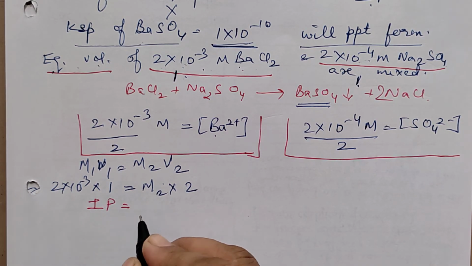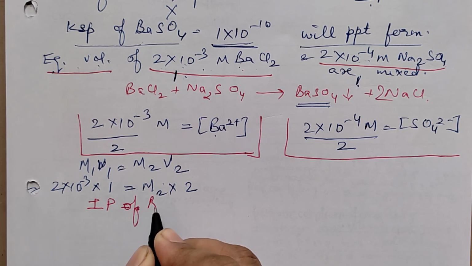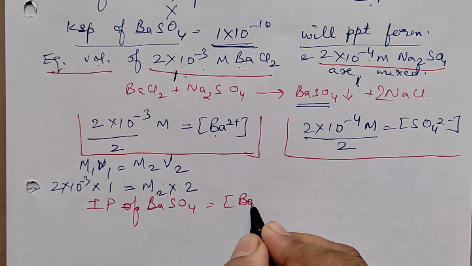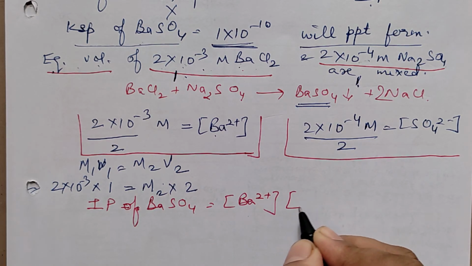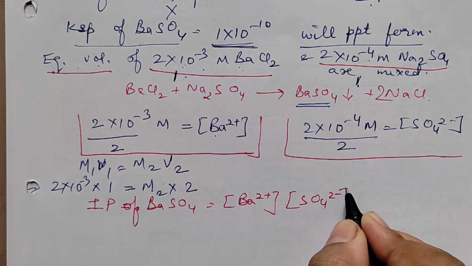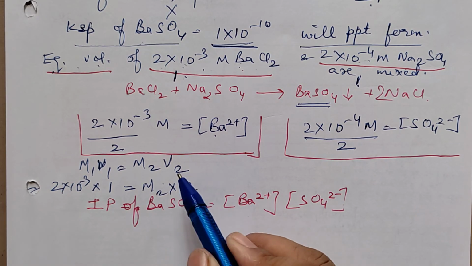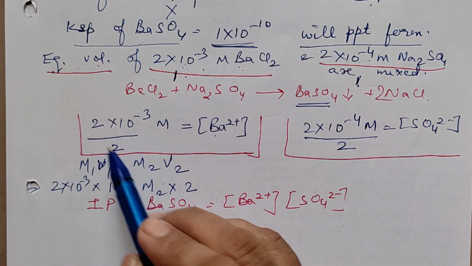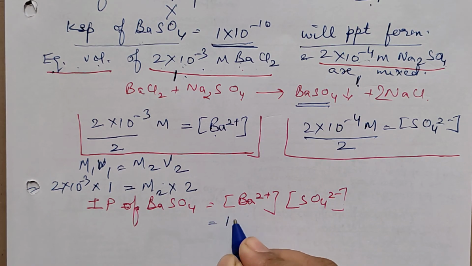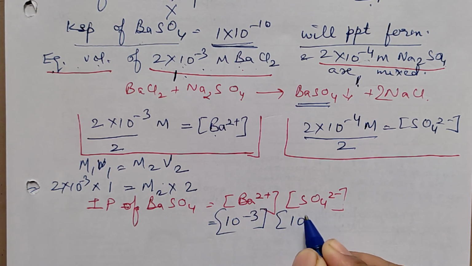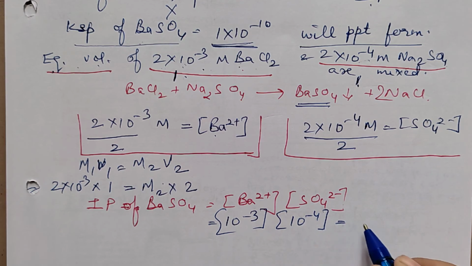So what will be the ionic product? The ionic product of barium sulfate will be equal to the concentration of barium ion multiplied by the concentration of sulfate ion. That means it will be the product of whatever concentrations we wrote here. When you solve it, this 2 will get cancelled. We are left with only 10 to the power minus 3, and the same with this one, we are left with 10 to the power minus 4. When you see the product, you get 10 to the power minus 7.